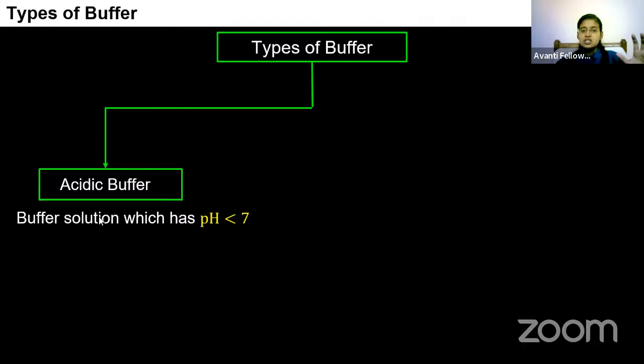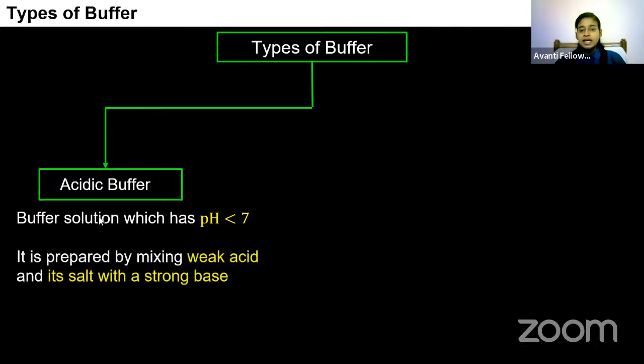Got it? So acidic buffer solutions are prepared by mixing a weak acid and its salt with a strong base. This point is very important. It is prepared by mixing a weak acid. Okay, so there are two components. One is a weak acid. Got it? What is an example of a weak acid?